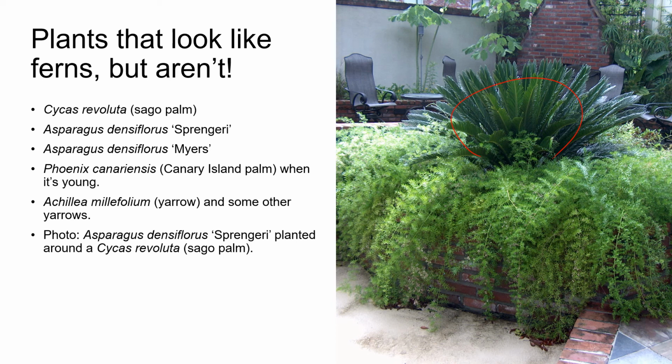The asparagus ferns are named for their fern-like foliage, but they're actually angiosperms. They produce small, white, star-shaped flowers that are followed by red berries. Remember, ferns never produce flowers or fruit. They're physically incapable of producing flowers or fruit. So the photo here on the right shows a sago palm, Cycas revoluta, swamped in a sea of Sprenger's asparagus fern. Nothing in this picture is a true fern.